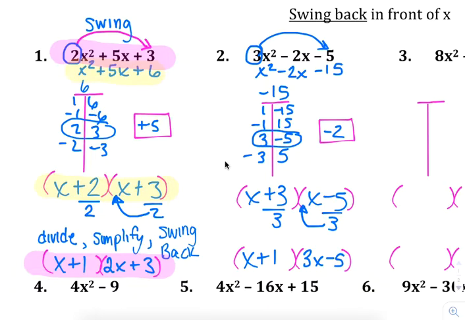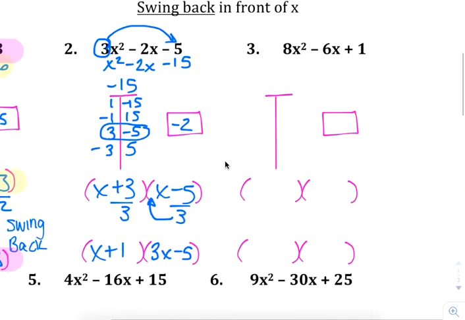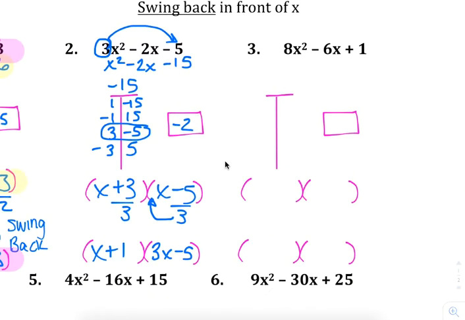Okay? If you need a second to copy anything down, go ahead and do that. Otherwise, we're going to number 3. All right, I'm going to start with the 8. Take the 8, multiply it, swing it over to 1. That makes a new 8. So I have x squared minus 6x plus 8.